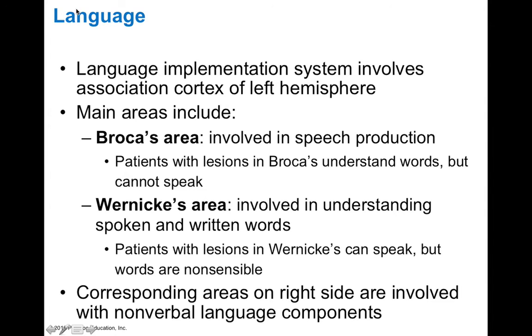So language is this kind of fascinating thing because humans and other animals have this capacity for language, which is an ability to communicate information with each other. So language implementation involves association cortices in the frontal and parietal and temporal lobes. The main areas of language include Broca's area and Wernicke's area. Broca's area is the motor speech area of your frontal lobe. It's found in the posterior frontal lobe.